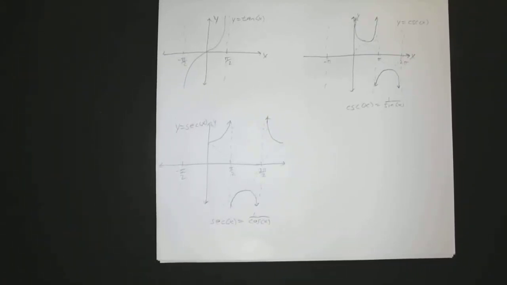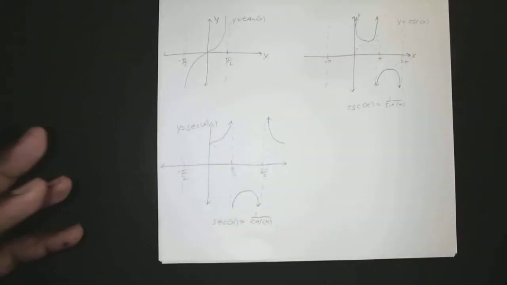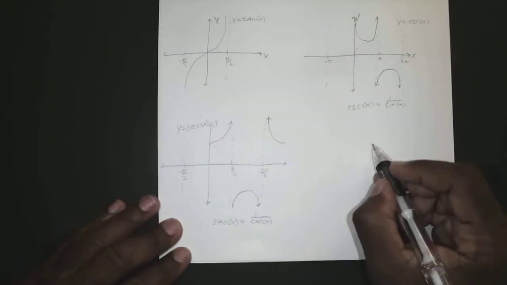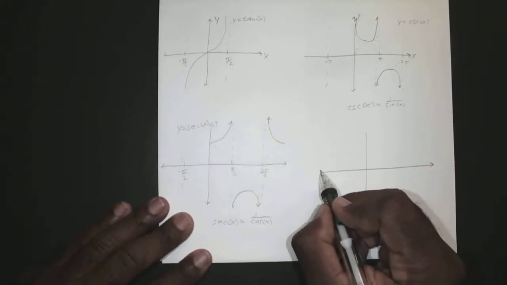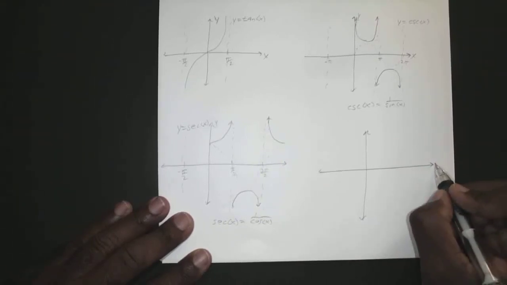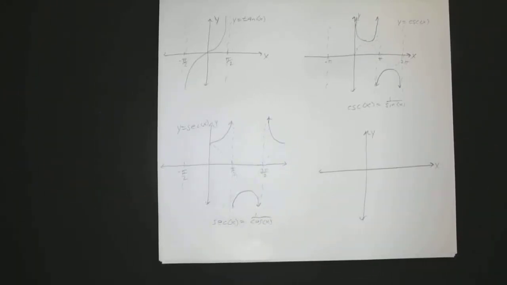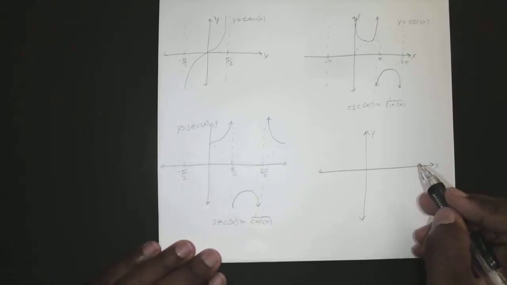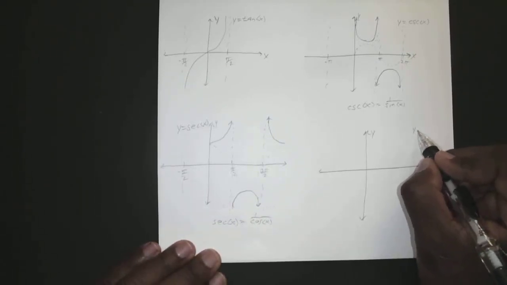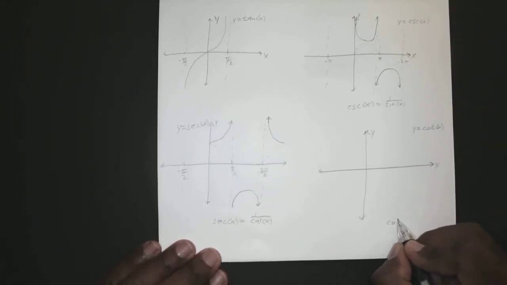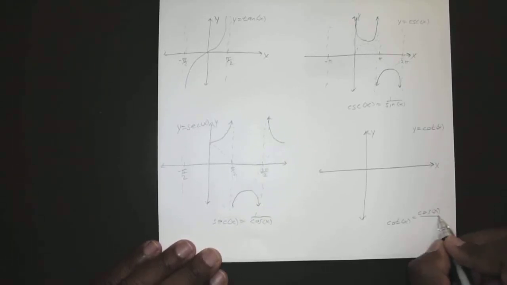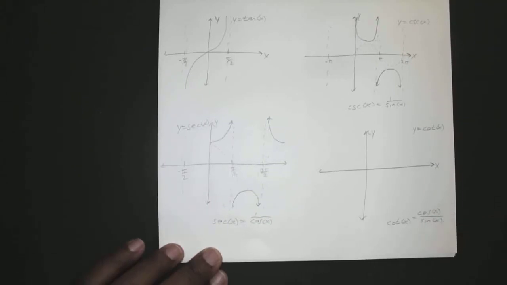Okay, and really for cotangent, that's just tangent flipped around. Okay, so we have our x and our y. Okay, so we know that for y equals cotangent of x, cotangent of x is just 1 over tangent, or you can just say cosine of x over sine of x.